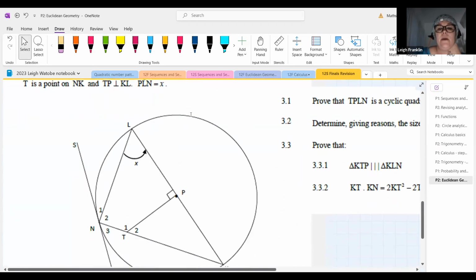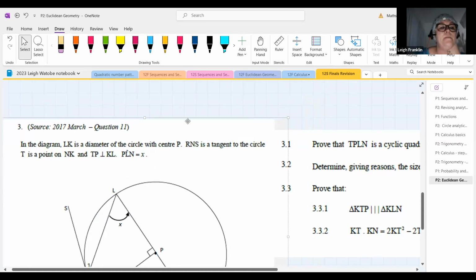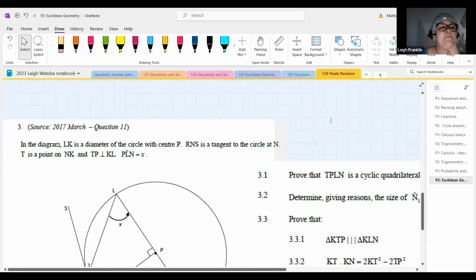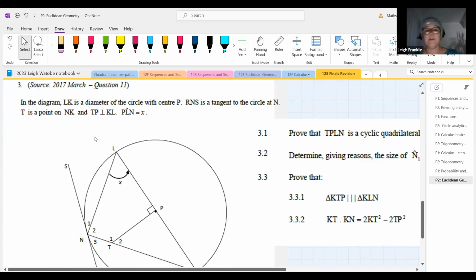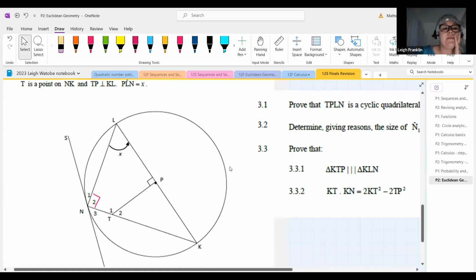Okay, here we go. So you can see here, this comes from a 2017 paper. And they're telling us in the diagram, LK is the diameter of the circle with center P. So the minute they tell us that a line is a diameter, what do we start thinking about? I would say angle in a semicircle would be the first thing that I would think of.